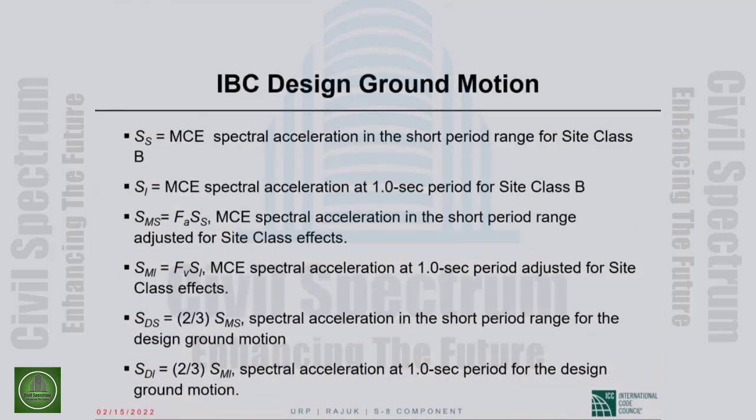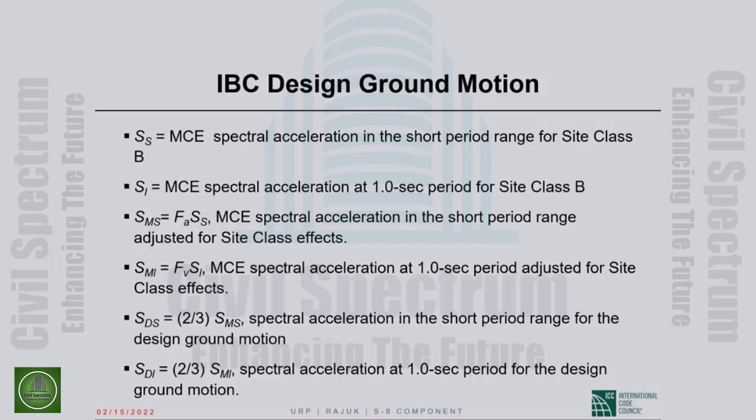So IBC design ground motion. The quantities that are mapped are the short period and the long period spectral accelerations corresponding to the maximum considered earthquake on site class B as defined in ASCE 7 and the IBC. Site class B is soft rock, California rock that is not geologically very old. S sub S is the spectral ordinate at a period of 0.2 seconds, corresponding to the maximum considered earthquake on site class B. S sub 1 is the spectral acceleration at a period of 1 second, also corresponding to the maximum considered earthquake on site class B.